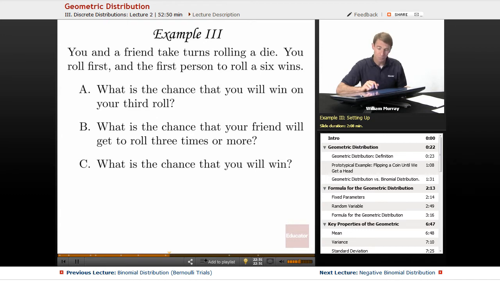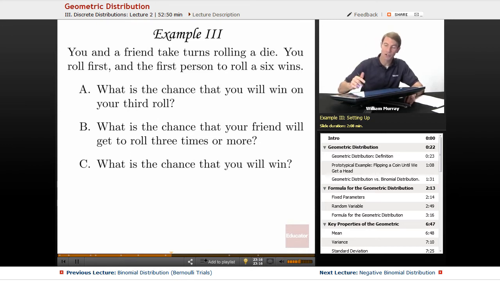And so we want to ask several questions about this. What is the chance that you will win on your third roll? So on exactly your third roll, you win the game. What is the chance that your friend will get to roll 3 times or more? And then what is the chance that you will win overall? And that includes you winning on the first roll, maybe on your second roll, third roll, and so on. So several different questions here.